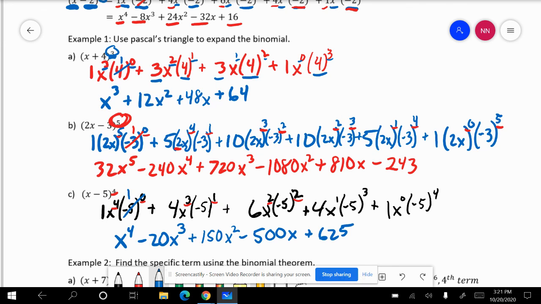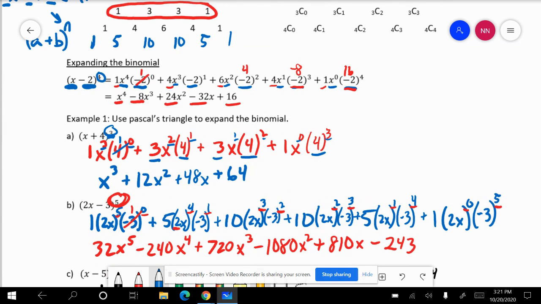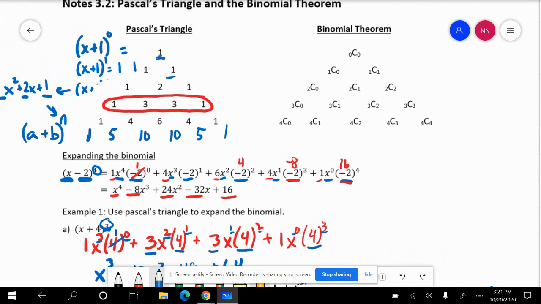Next thing that we're going to look at is the binomial theorem.